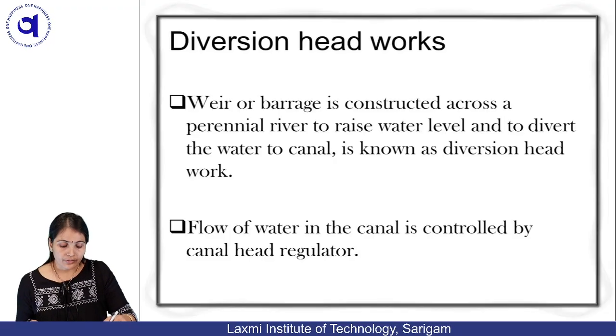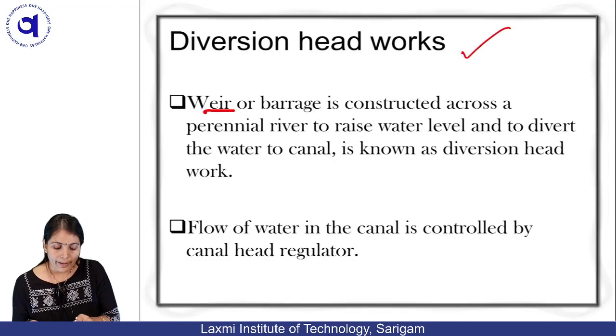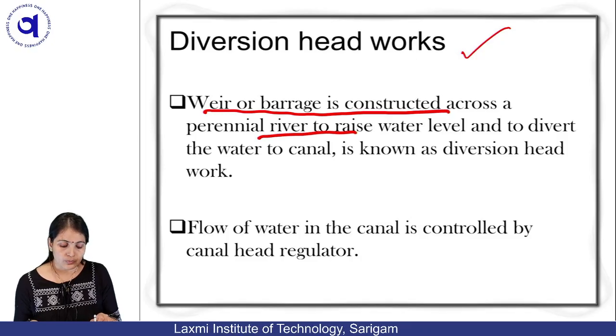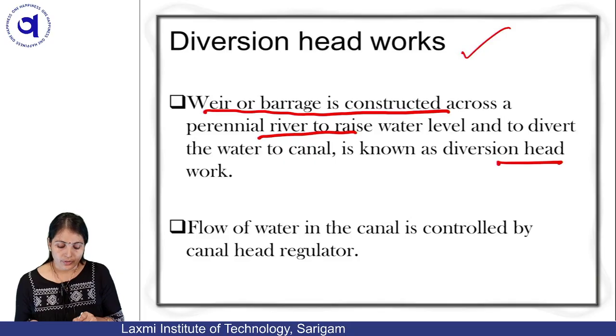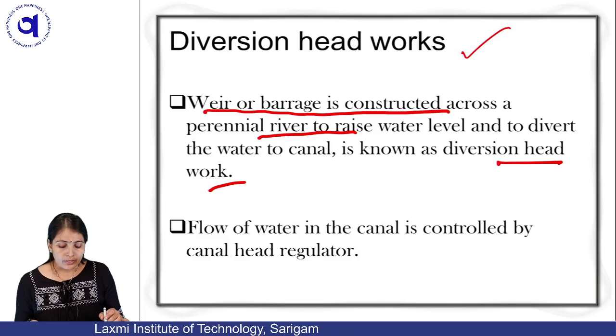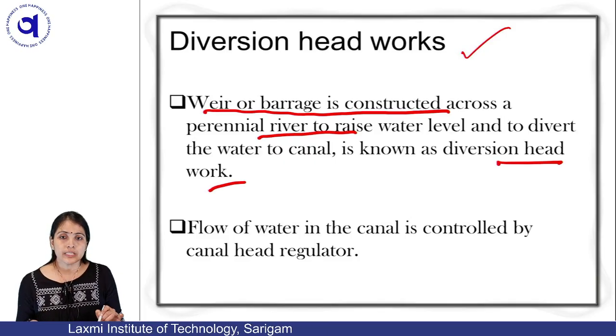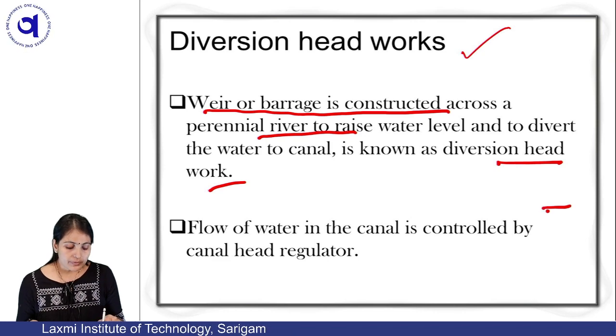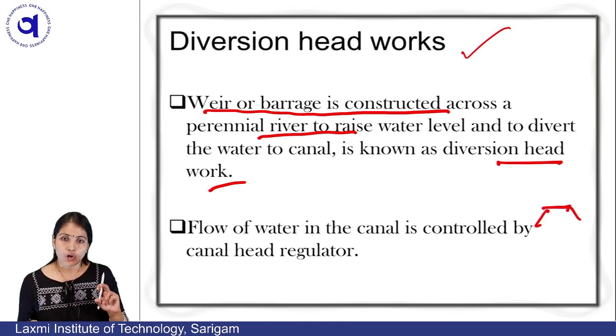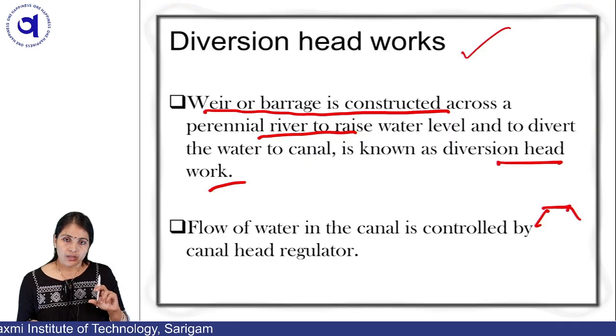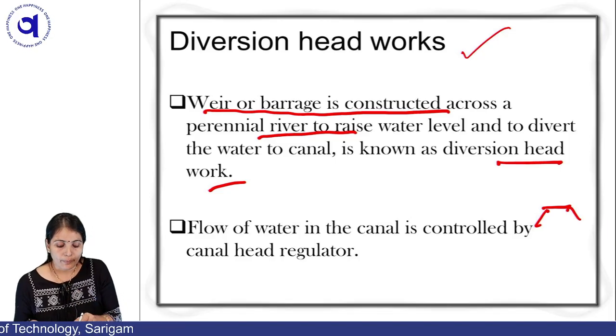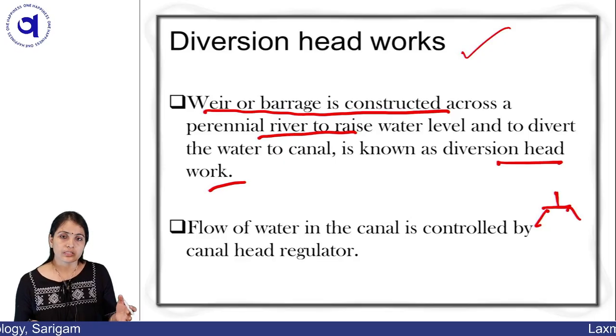Second is diversion headwork. A weir or barrage constructed across a perennial river to raise the water level and to divert the water to a canal is known as diversion headwork. So what is diversion headwork actually? Diversion headwork is a weir. A weir means a small crest, a small height of dam, just placed to divert the water. Or a barrage. A barrage is with gates. I will discuss later what is called a weir or barrage.